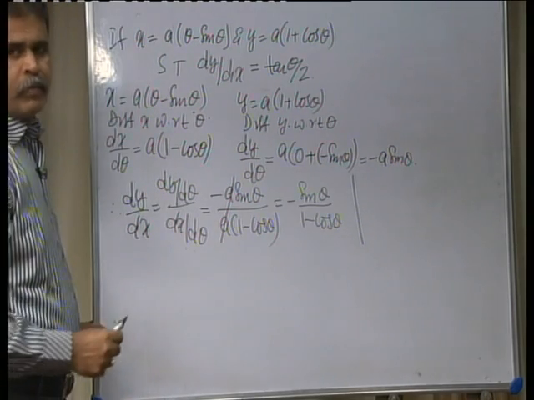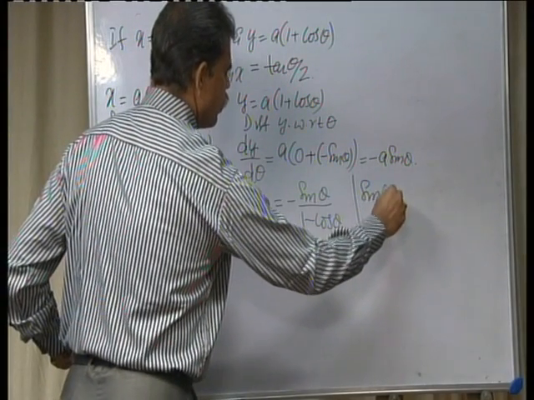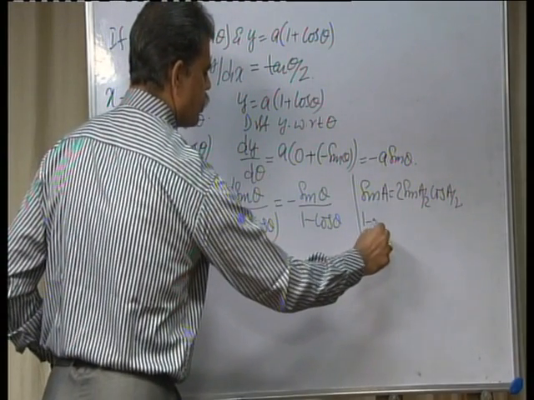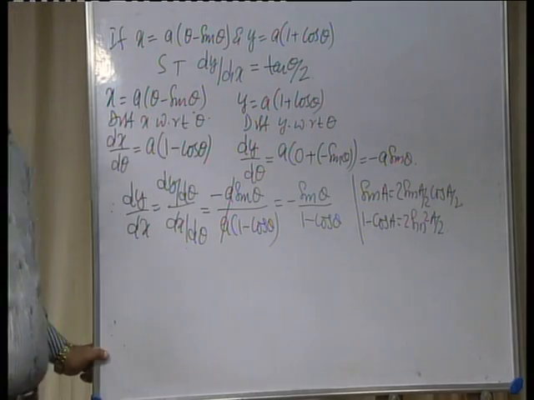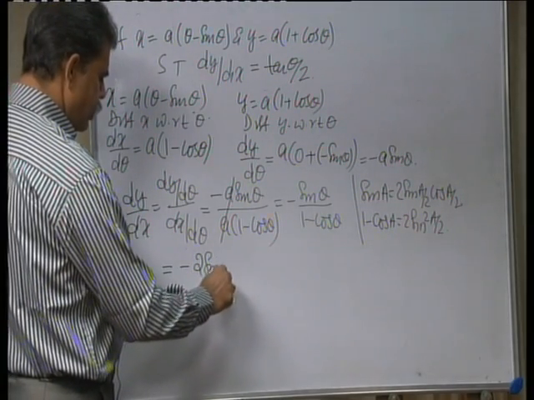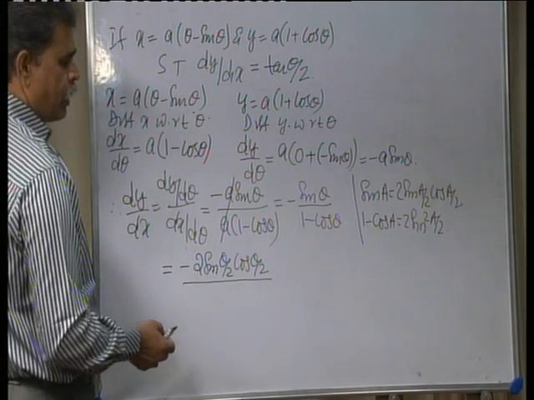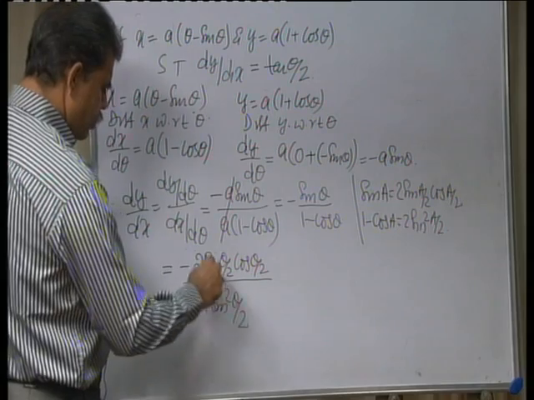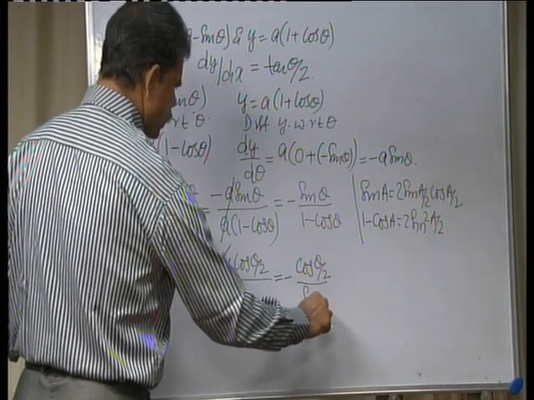As we know, according to the submultiple angle formula, sin a is equal to 2 sin a by 2 into cos a by 2, and 1 minus cos a can be taken as 2 sin square a by 2. Using these two formulas, dy by dx reduces to minus 2 sin theta by 2 into cos theta by 2, whole divided by 2 sin square theta by 2. The 2 cancels, one sin cancels, and we have minus cos theta by 2 divided by sin theta by 2.